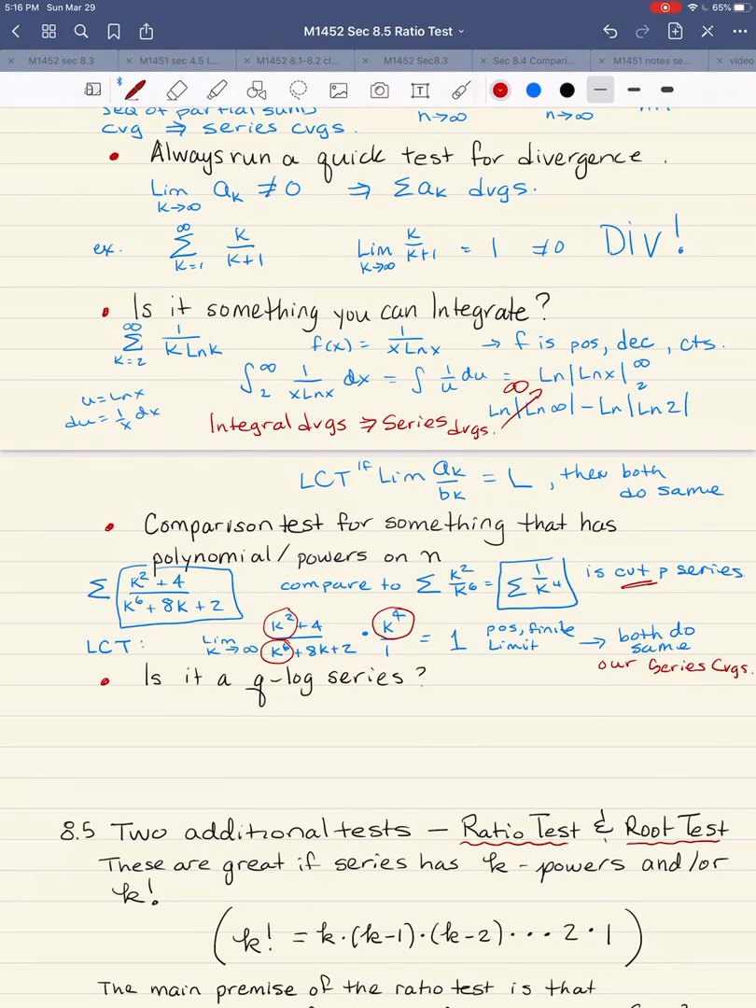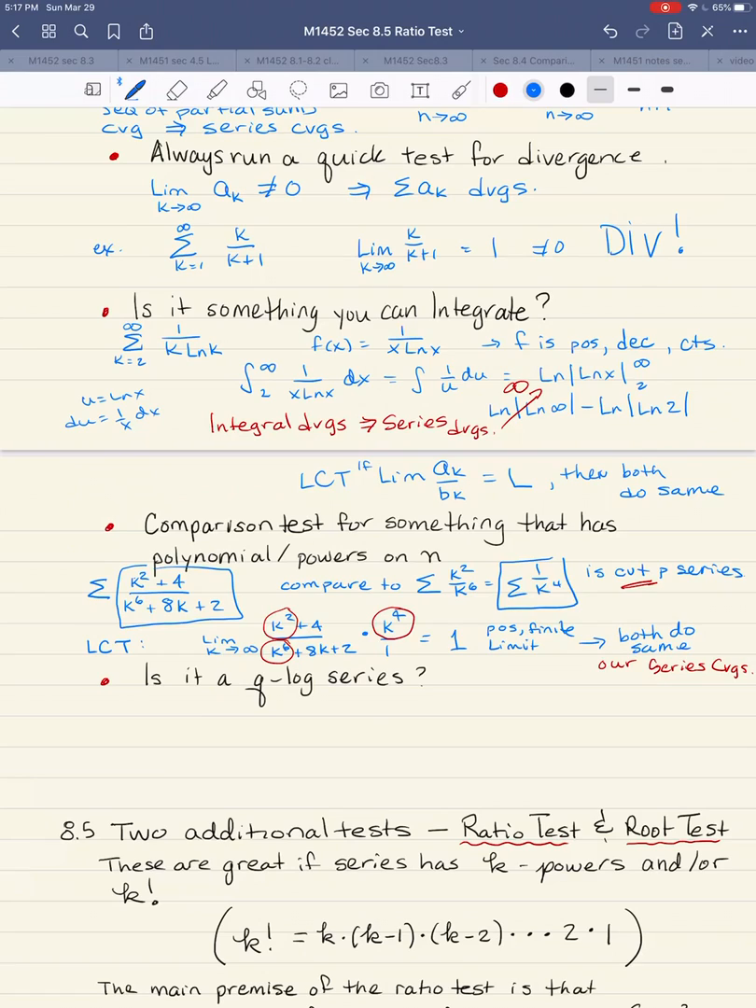I could have done a direct comparison test, but remember with the direct comparison test, we have the two size comparisons, that if our series is smaller than convergent, it's convergent, or bigger than divergent, it's divergent. And since I took away terms from both the numerator and the denominator when I made my b_k, I didn't know how they compared in size. So the handy-dandy limit comparison test worked for me there.